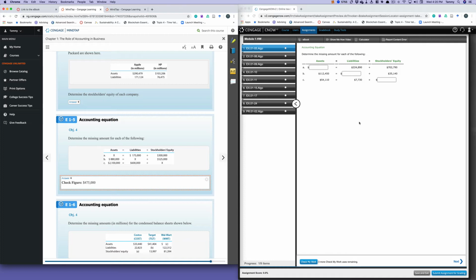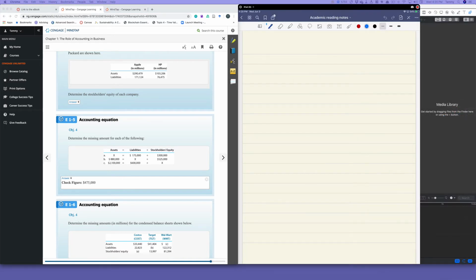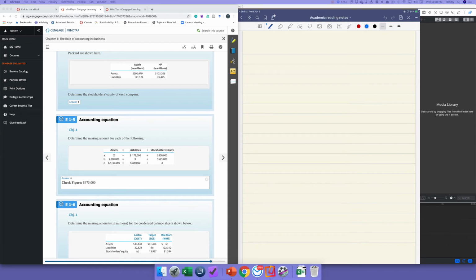Now what I'm going to do, get this off of here, is show you how to solve out these first few problems that are just the accounting equation. I'm going to write on my iPad over here. So pardon my messy handwriting, please.